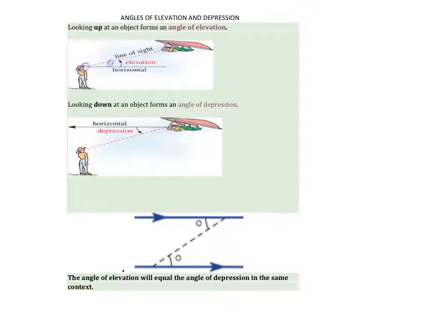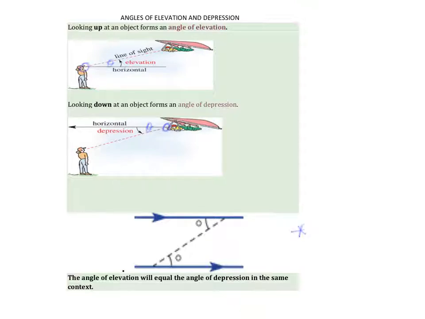So it makes sense that if we have eye level up here at the plane and looking down towards the man from the horizontal, that would be our angle of depression. Angle of depression is one that we get wrong quite often, and I'll explain that a little bit further on. But look at this last diagram here.